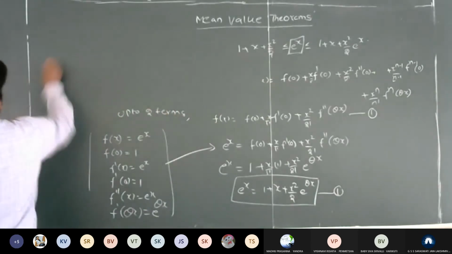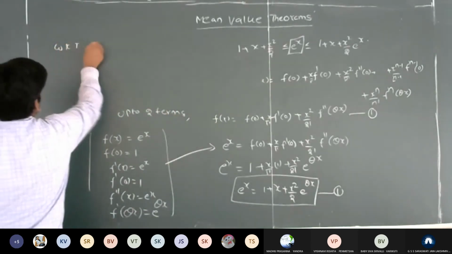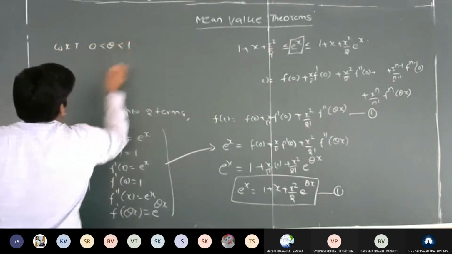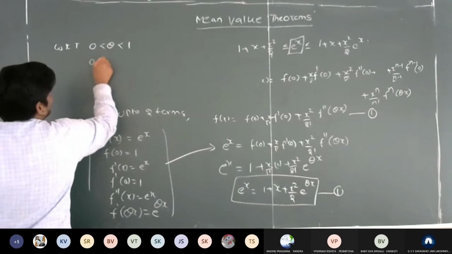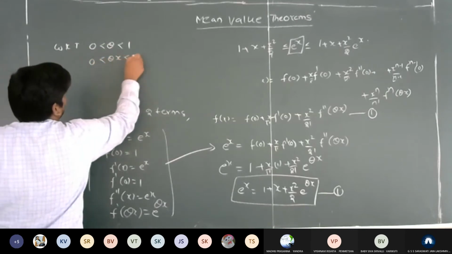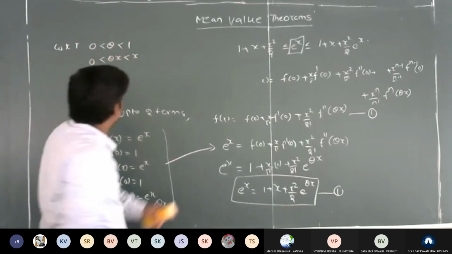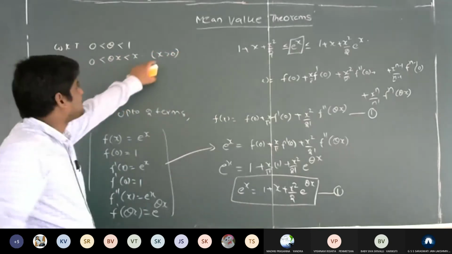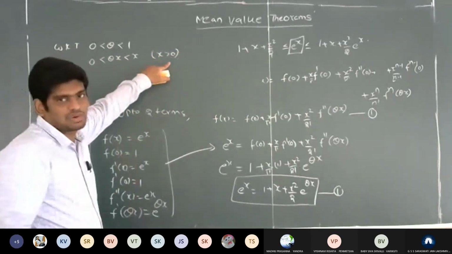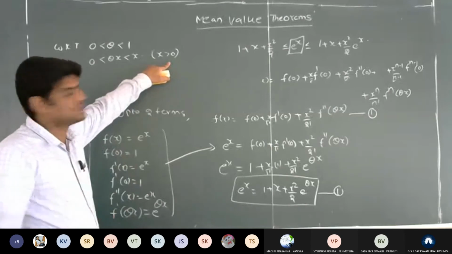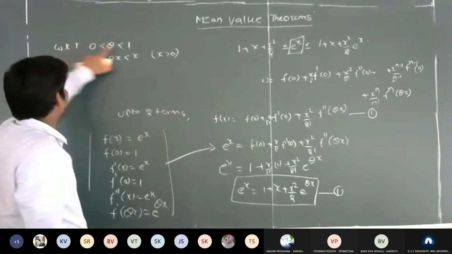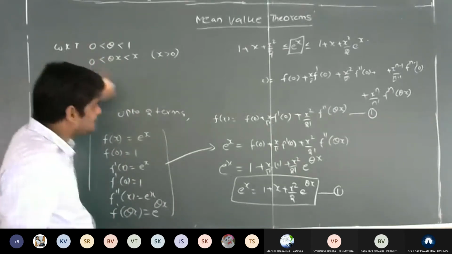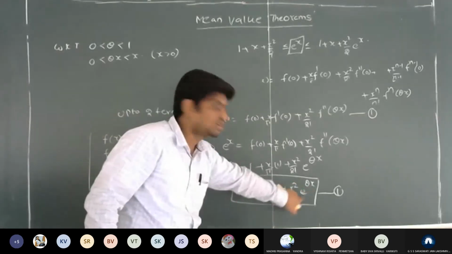We know that 0 less than theta less than 1. That is 0 into x less than theta into x less than x. Here x is greater than 0, I am taking x greater than 0, already mentioned in the given question. I am multiplying on both sides with x. Why? Because I want to form this term.